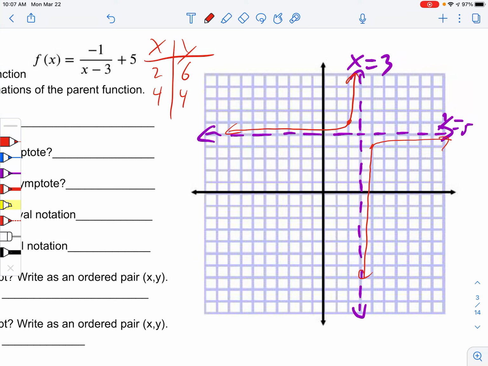Hello everyone, this is Mr. Appel, and we're going to look at finding the x and y intercepts for this equation, this rational function.